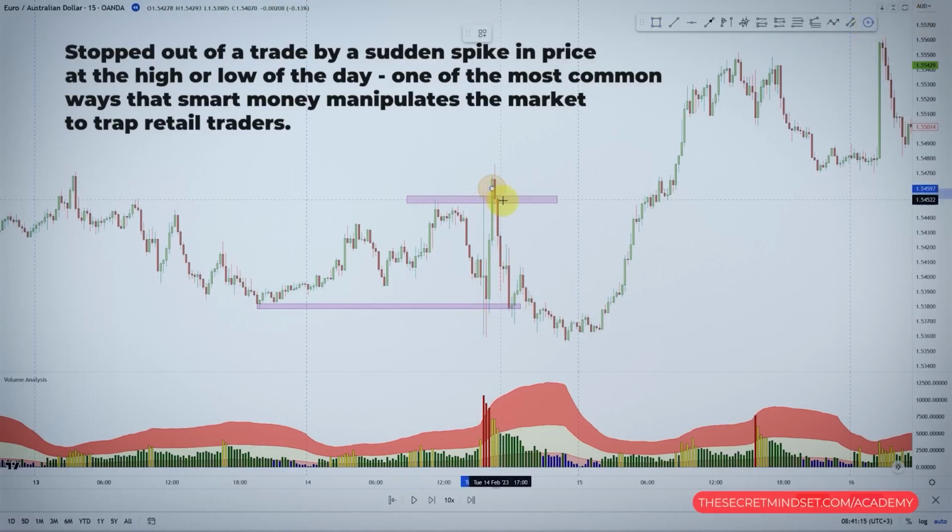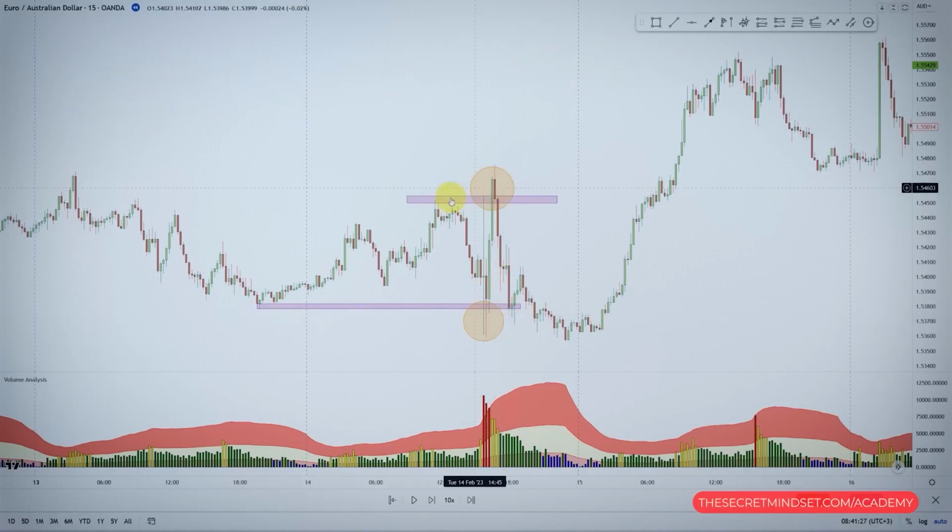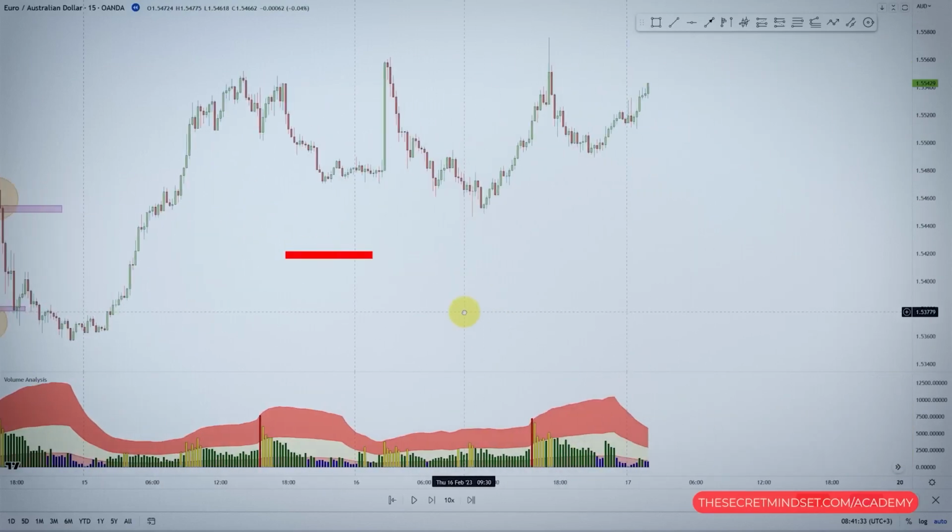These are price movements that break a significant level of support or resistance, in this case the high or low of the day, but fail to sustain the momentum and quickly reverse back into the previous range. Fake breakouts come with higher volatility, and you see them often on any market.